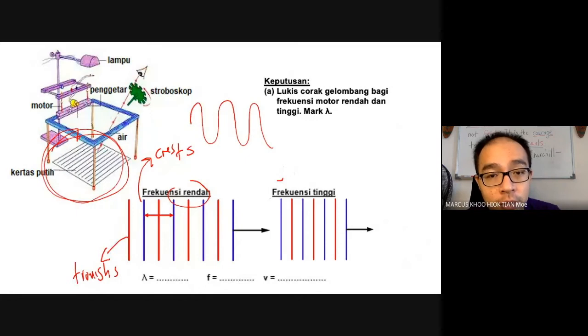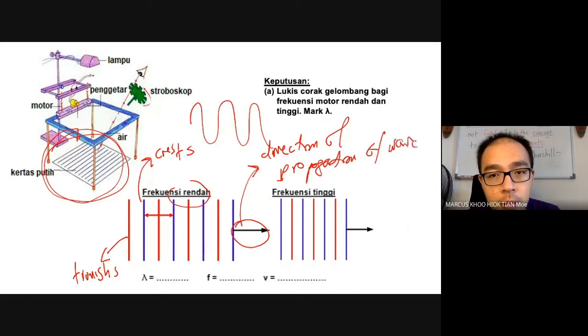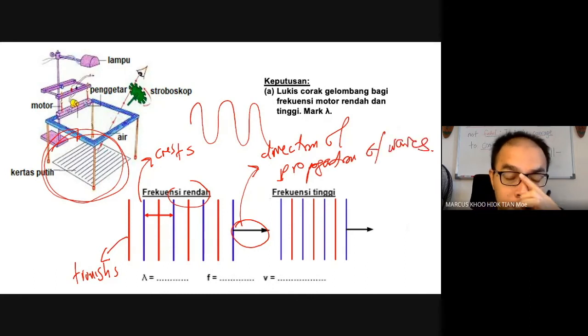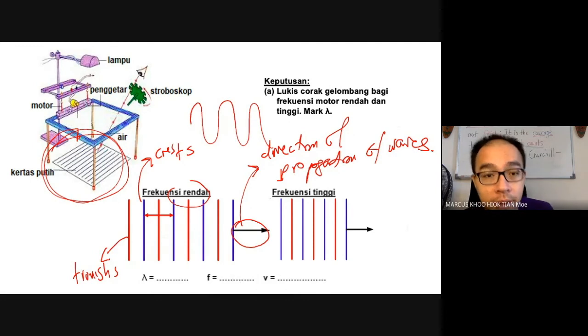So this is low frequency, and this is what we call the direction of propagation of waves. The direction of propagation is just denoted by this black line over here.